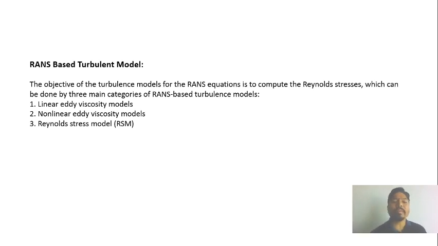The objective of the turbulence model for the RANS equation is to compute the Reynolds stresses. What are the Reynolds stresses? I already told you in the previous lectures. This can be done by three main categories of RANS based turbulence models, known as Reynolds average Navier-Stokes based turbulent models. First is the linear eddy viscosity models, second is the non-linear eddy viscosity models, and third is the Reynolds stress models.